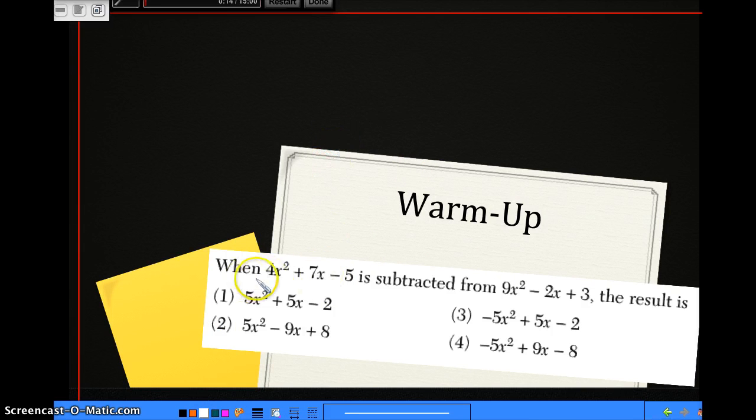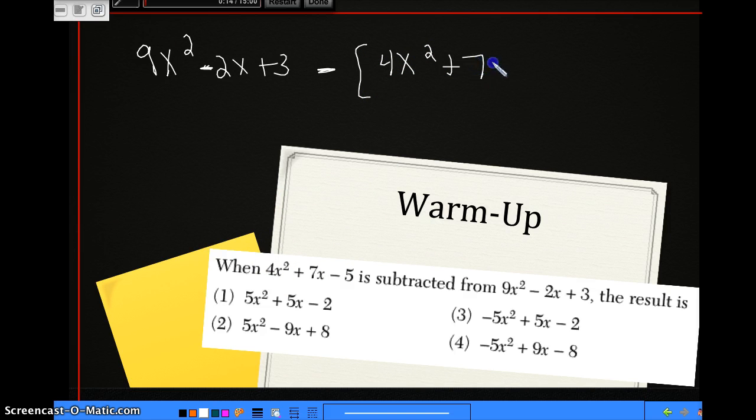If you look at the problem, it says when 4x squared plus 7x minus 5 is subtracted from 9x squared minus 2x plus 3, you have to start off with 9x squared minus 2x plus 3, and you have to subtract this whole trinomial, which is 4x squared plus 7x minus 5, from it, which really means that you have to distribute that negative one all the way through.